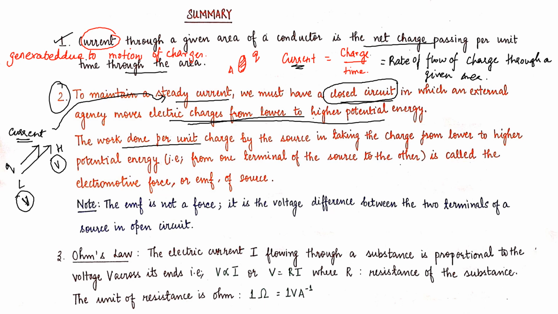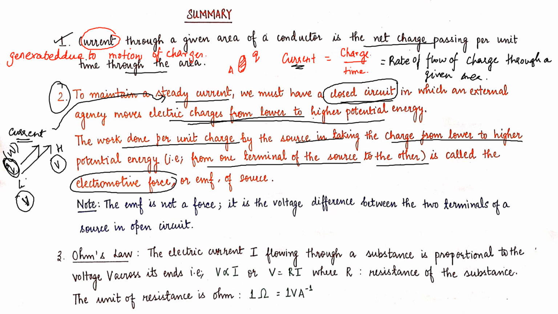The work done per unit charge by the source in taking the charge from the lower to higher potential, from one terminal of the source to the other, is called the electromotive force or EMF. Whatever amount of work we do on this charge Q to make it move from the lower potential to the higher potential region, that work done is known as electromotive force or EMF. The note over here is EMF is not a force. It is the voltage difference between the two terminals of a source in open circuit, VA minus VB or V lower minus V higher.